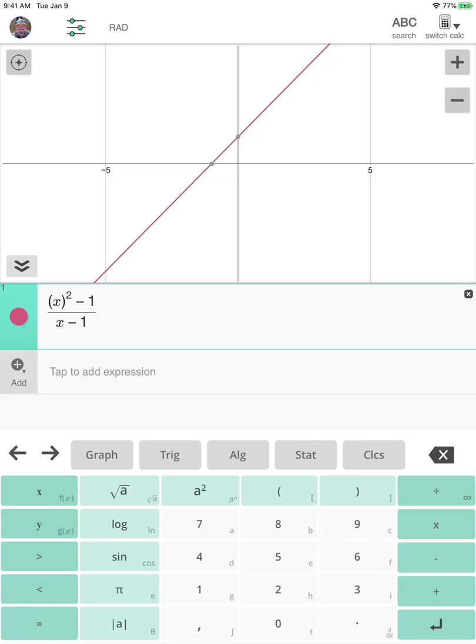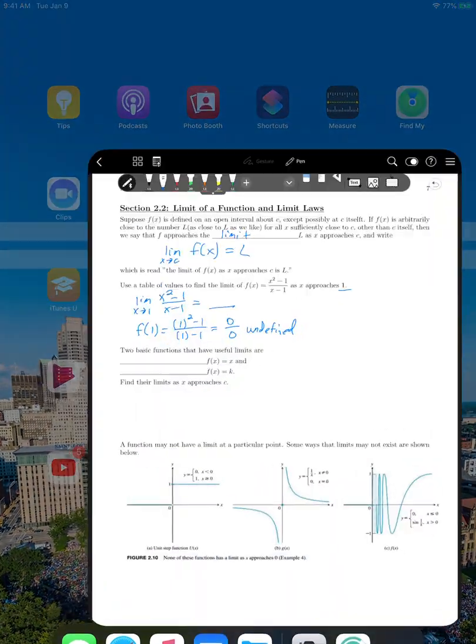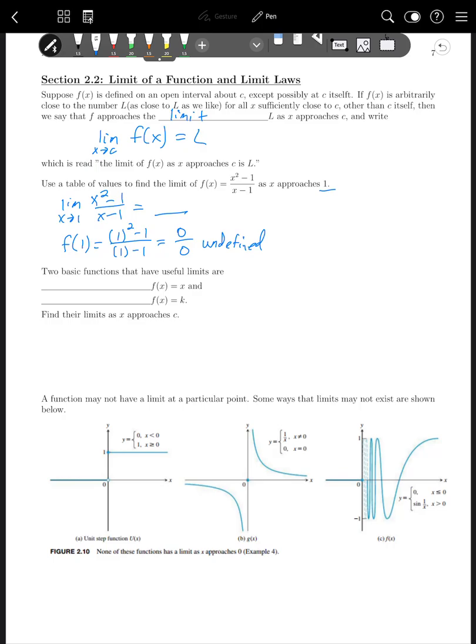Okay, so let's look at that by creating a table of values for this. If I plug in different values for x that get closer and closer to 1, what happens? We could try some values bigger than 1. If I plug in 2, that would be 4 minus 1 is 3, 3 divided by 1, so that would be 3. Then we could try 1.5, then 1.1, and then 1.01.